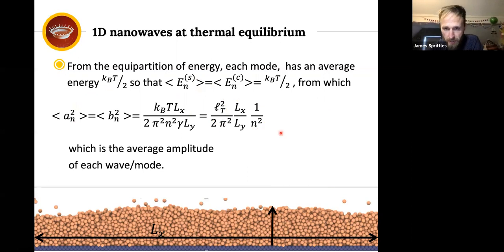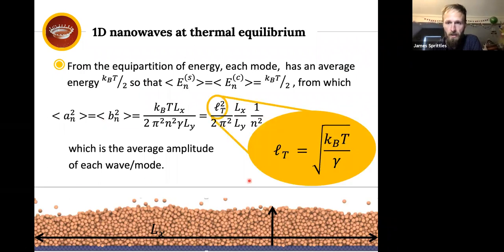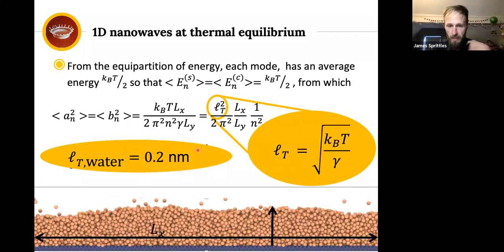Okay, so what do we see? We see, for example, that clearly the amplitude is largest for the smallest n, which corresponds to the longest waves. And this L_T here has the expression kT over the surface tension, and this gives a length scale associated with these waves, because kT is essentially trying to push the interface in all directions, and surface tension is trying to pull it back to flat. For something like water, this is about 0.2 nanometers, and it explains why it's a nanoscale phenomenon.